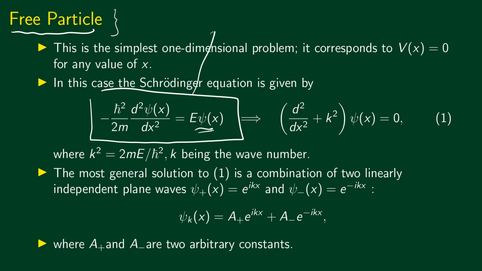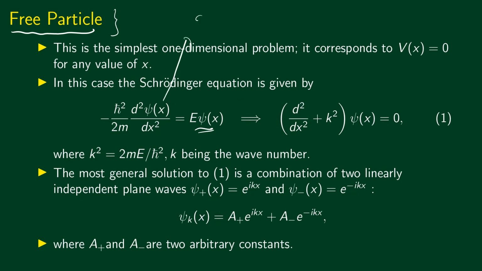Now, in fact, this is the time independent Schrodinger equation, which is the energy eigenvalue equation. We can write this as d square psi by dx square is equal to minus 2m by h bar square E psi of x. Now this 2m by h bar square E can be written as k square. So the Schrodinger equation becomes d square psi by dx square is equal to minus k square psi of x.